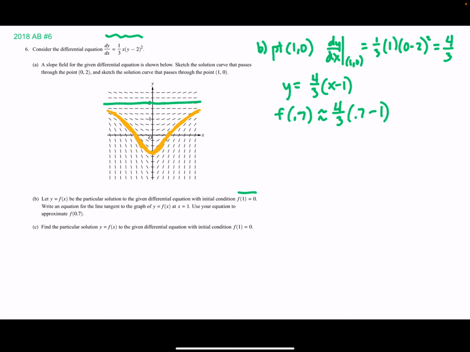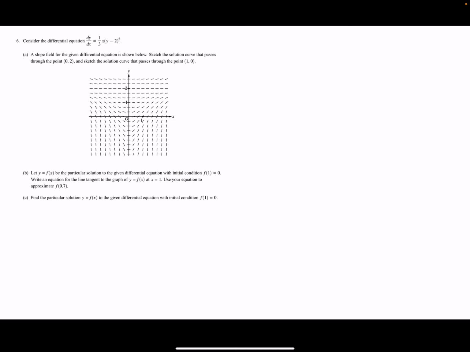Finally, for part C, it asks me to solve the differential equation. I'm going to start with separation of variables. I'm going to bring over as little as possible with that y, so I make it 1 over (y minus 2) squared dy equals 1/3 x dx. Remember for AP, you get 1 point just for doing separation of variables, just for getting the y's with the dy's and the x's with the dx's.